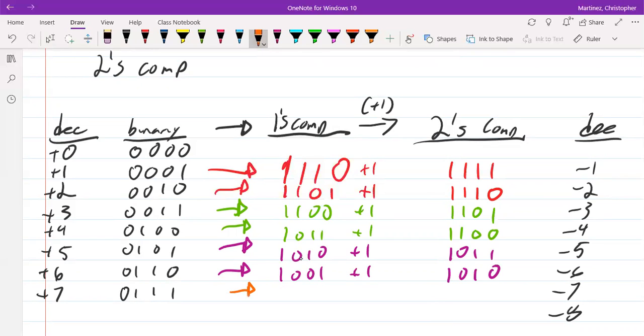Let's look at 7. 7, 1's complement is 1, 0, 0, 0. I'm going to add a 1. I get 1, 0, 0, 1.